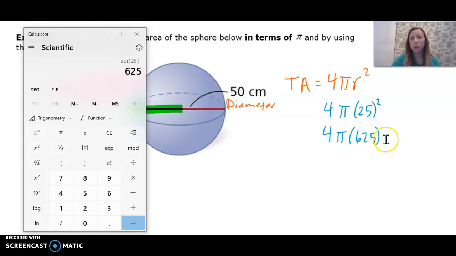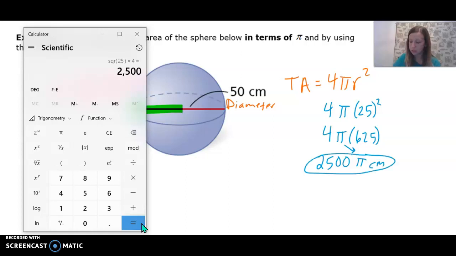And then we're going to multiply that with the 4 in the front. Remember, we're leaving pi alone because we're going to get our answer in terms of pi. So 625 times 4 is 2,500, and then the pi will go at the end. And our unit is centimeters squared. So that is our answer in terms of pi, 2,500 pi centimeters squared.